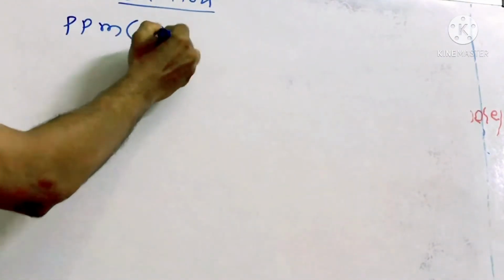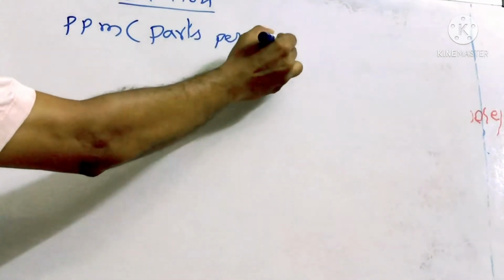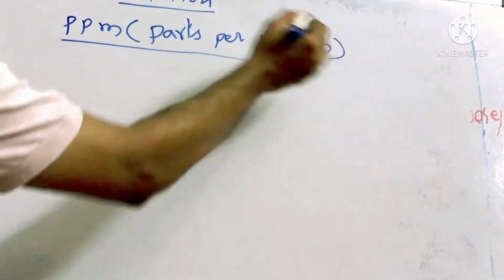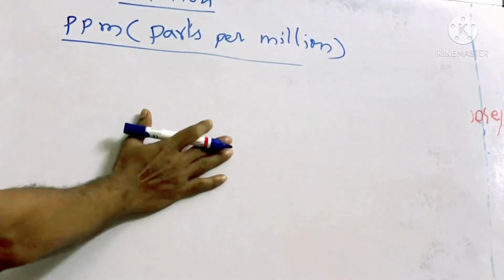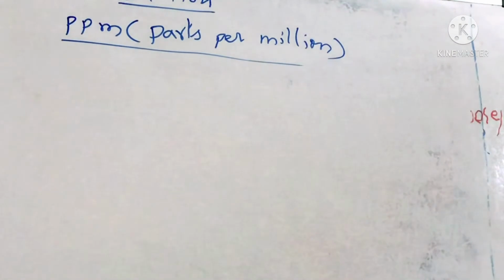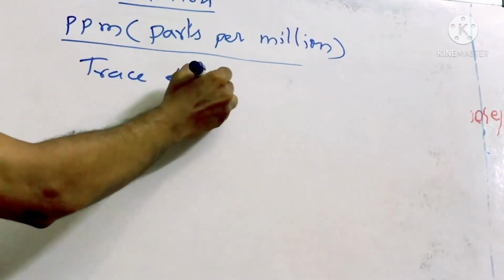That is called parts per million. So that means if you take a solution of a million parts, out of that million parts, how many parts are your particular component? That is called ppm. This will be used for trace elements or quantities to represent.